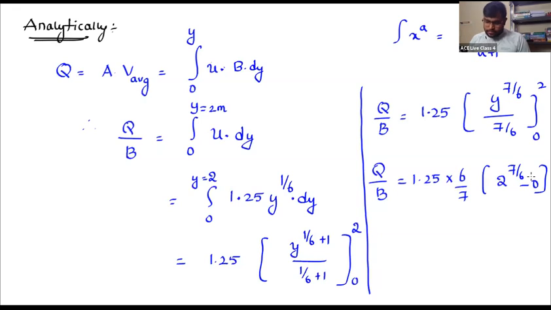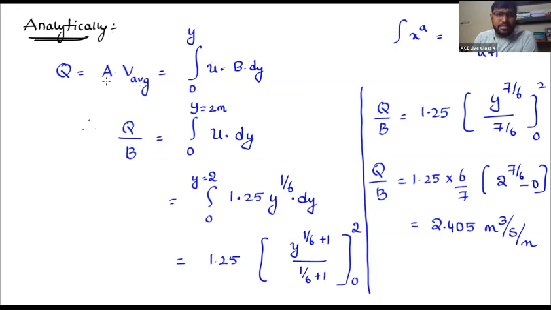Into 6 into 1.25 by 7, which is going to be obviously 2.405 meter cube per second per meter. I hope you can solve this one, and once you solve, you will end up with the same answer. So you please have a look over here.